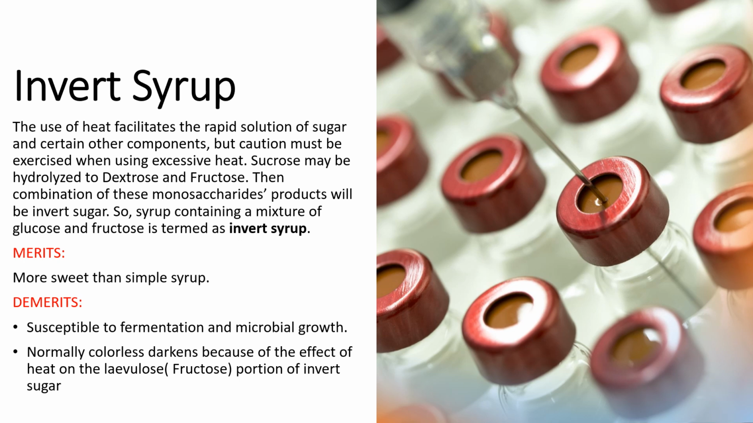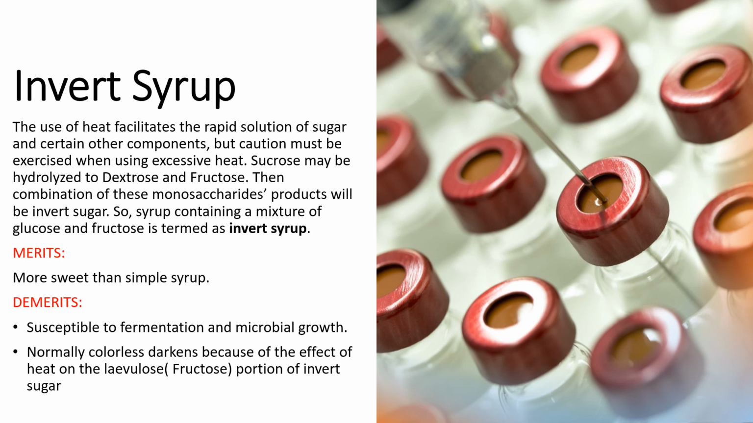When heat is applied to the sugar solution, it converts the solution of sugar into certain components. Sucrose is hydrolyzed to dextrose and fructose, and the combination of these monosaccharide products is invert sugar, and the syrup containing the mixture of glucose and fructose is termed invert syrup. The advantage of this syrup is that it is sweeter than simple syrup, and the disadvantage is that it is more susceptible to fermentation and microbial growth.